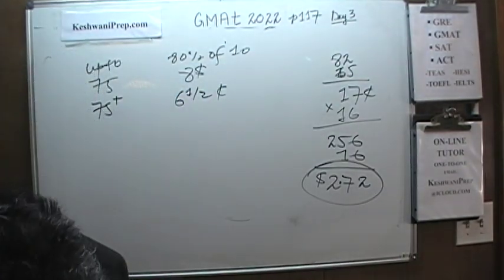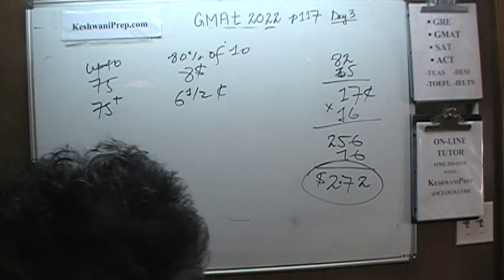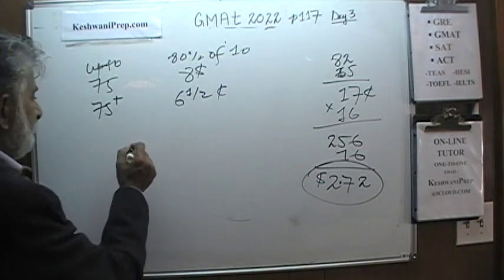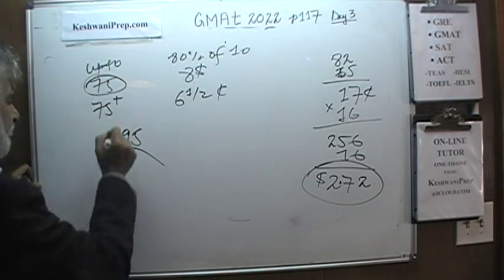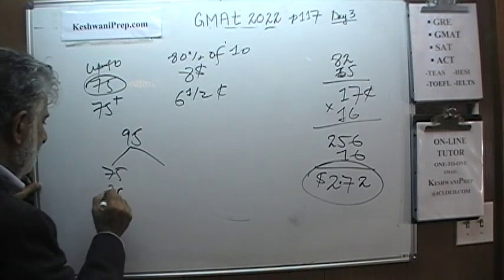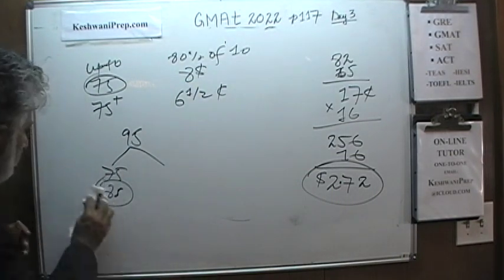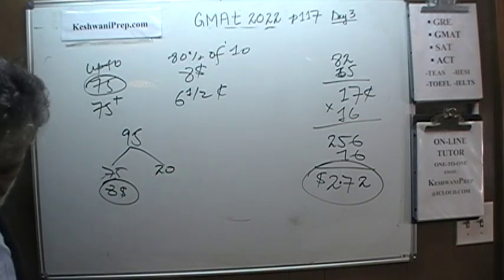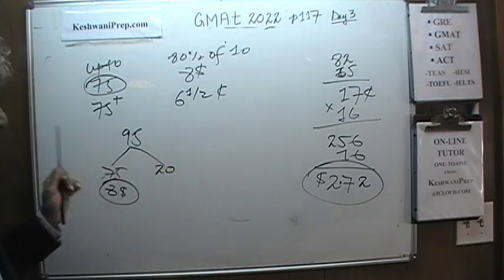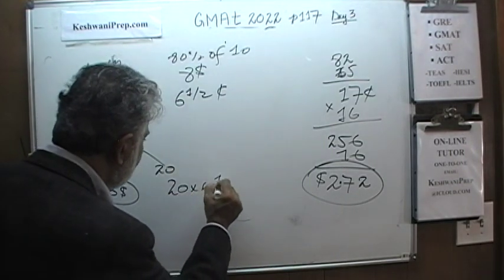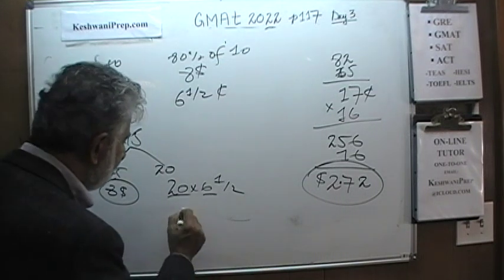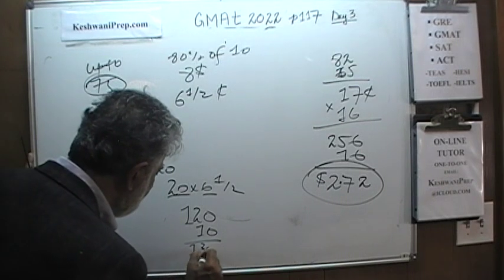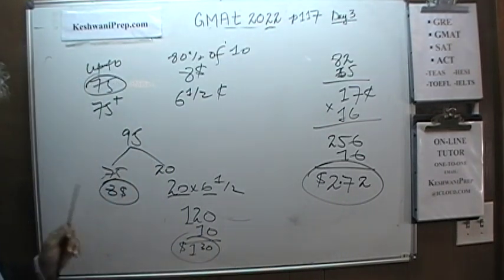What are they asking? Based on the rates above, how much would the company charge for a customer to use 95 messages? Well, there you go. 95 messages. The first 75 is very straightforward. It's just $8. The next 20 messages, since they are each 6.5 cents, it's just 20 times 6.5. 20 times 6 is 120, and half of 20 is 10, so we're going to end up paying $1.30 for the next 20 messages.